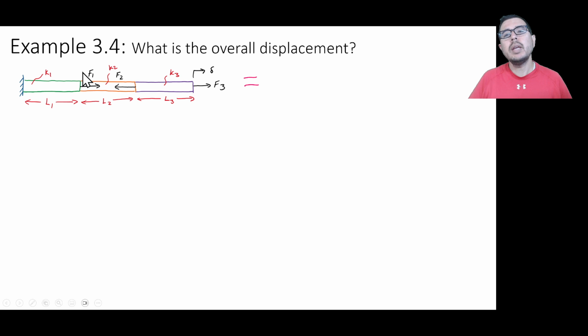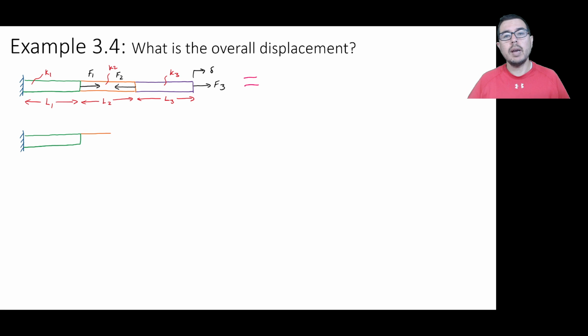So what we have are F1, F2, and F3 being applied, and using superposition, we know that we can think of displacements due to each one of these individually applied loads or forces, and then add those individual displacements to each other to get the overall displacement, delta, at the right side of the system. So let's start to break down the problem by looking at the resulting displacements at the right end due to these individual applied loads.